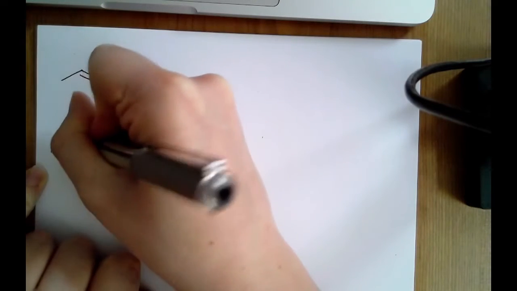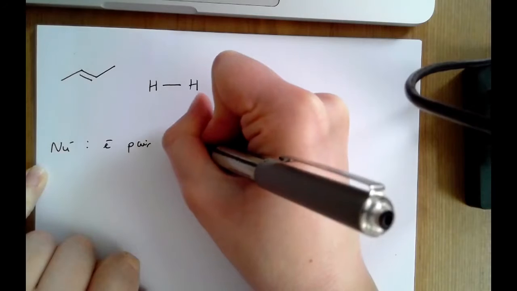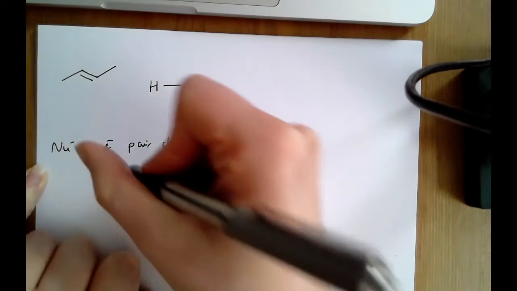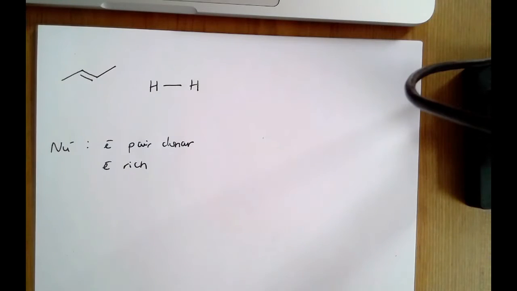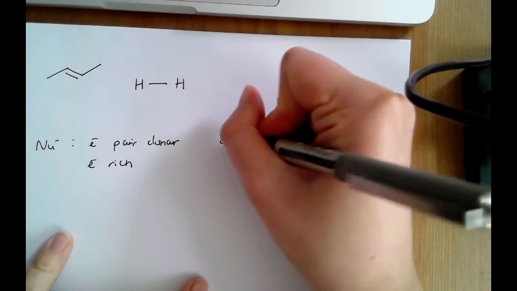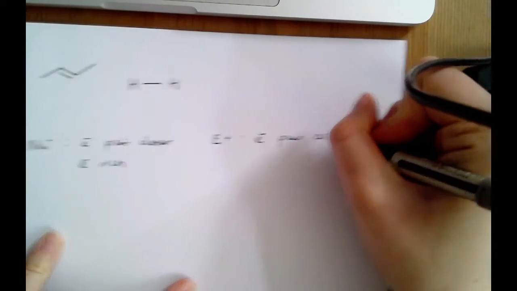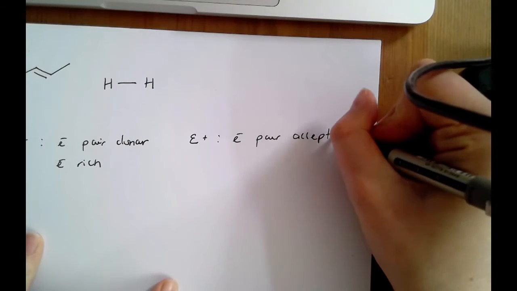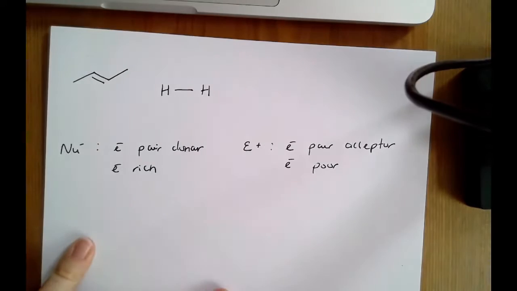Nucleophiles are electron pair donors. And the reason they're willing to donate a pair of electrons is because they themselves are electron rich. They do have electrons to spare. A nucleophile will always attack an electrophile. An electrophile is an electron pair acceptor. And the reason they're willing to accept a pair of electrons is because they are electron poor.